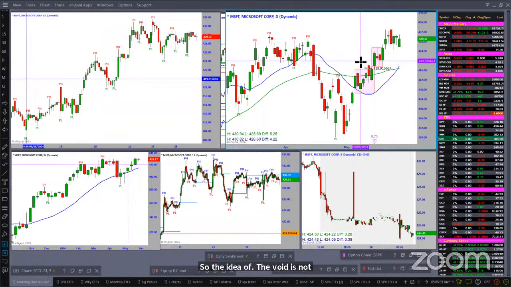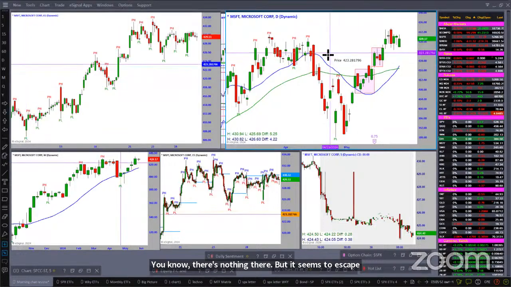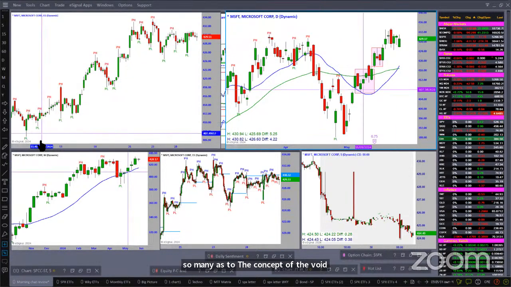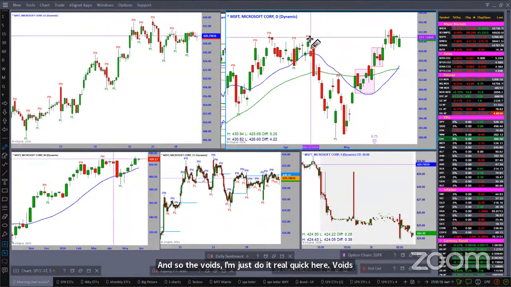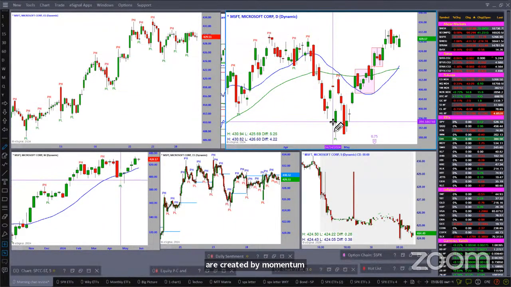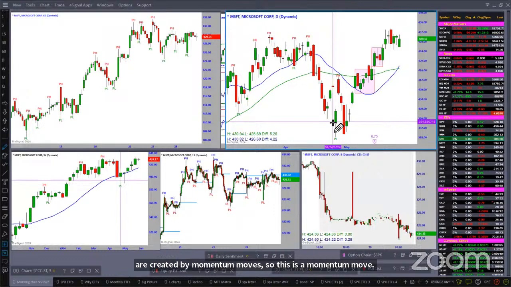And some people say, what's a void? To Dan and I, it seems like, McFly, look to the left. There's nothing there. But it seems to escape so many as to the concept of the void. So the voids, I'll just do it real quick here. Voids are created by momentum moves. So this is a momentum move, multiple bars moving in one direction, bar by bar.